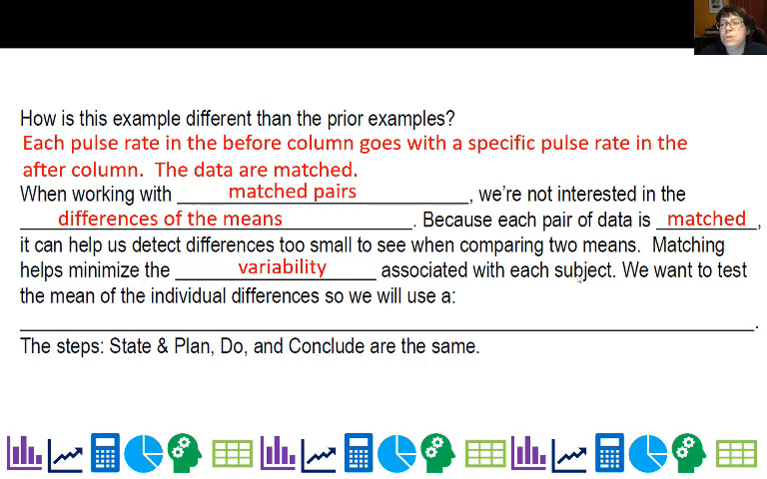So what we want to do is test the mean of the individual differences. So we will use a paired t-test for the mean of the differences. The state, plan, do, and conclude are pretty much the same, although you do want to say that you do have paired data. All right, so don't forget that.